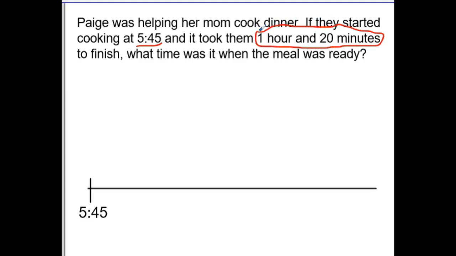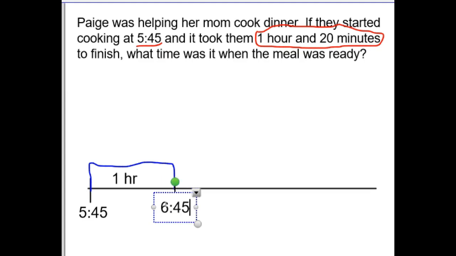So I've already added our 5:45 to our start time. And then, as I said before, I like to start with my biggest jump first. So I see this 1 hour is going to be my large jump. So we're going to add 1 hour on here. And then you should be thinking to yourself, well, if you add 1 hour, you're only changing your hour. So instead of being 5:45, we now have 6:45.